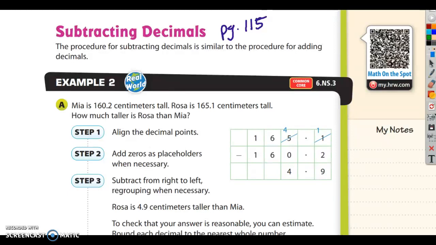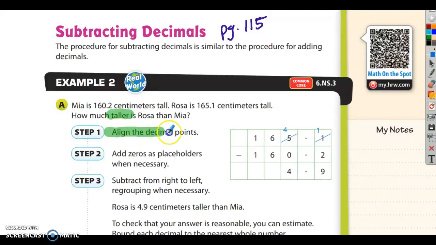First of all, the directions read, the procedure for subtracting decimals is similar to the procedure for adding decimals. We'll kind of jump around a little bit. Example 2: Mia is 160 and 2/10 centimeters tall. Rosa is 165 and 1/10 centimeters tall. How much taller is Rosa than Mia? So when they're asked for a difference, that means subtraction.